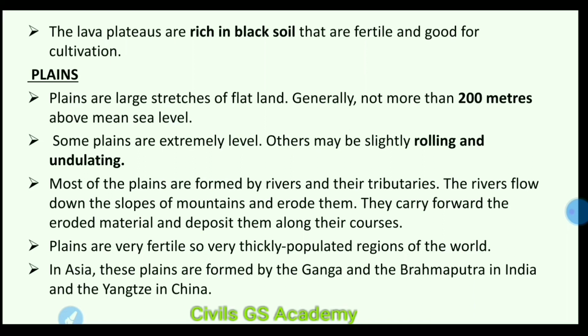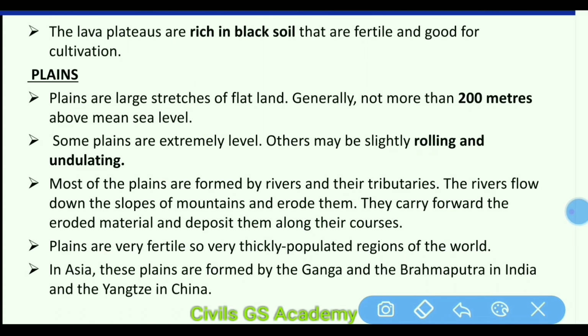Plains are very fertile, so they are very thickly populated regions of the world. So due to their fertility, plains are the thickly populated regions of the world. In Asia, these plains are formed by the Ganga and Brahmaputra in India and Yangtze River in China. So Yangtze River is in China. It forms a very fertile plain. And in India, fertile plains are formed with the help of rivers Ganga and Brahmaputra.